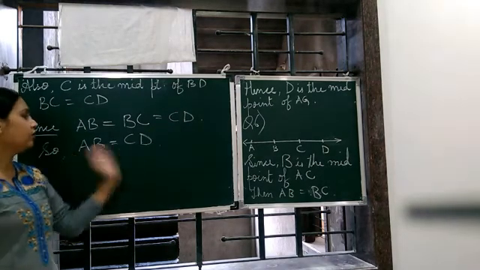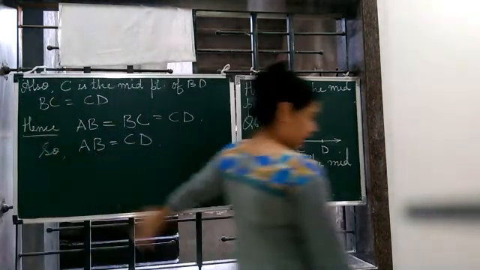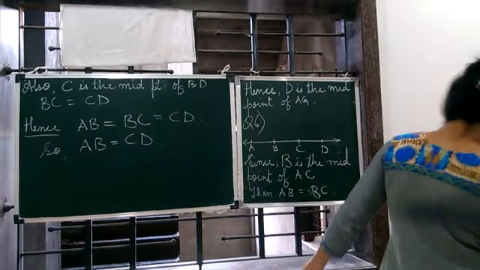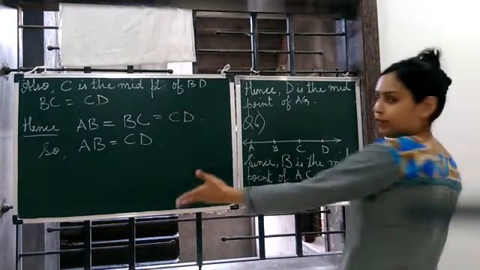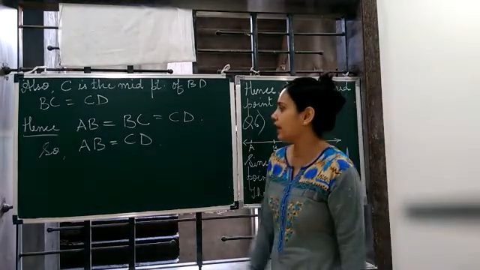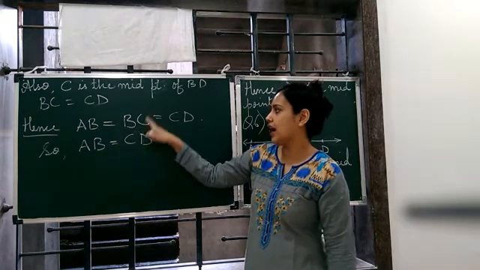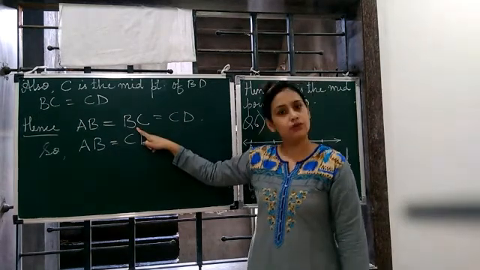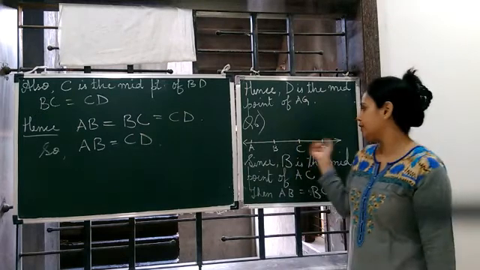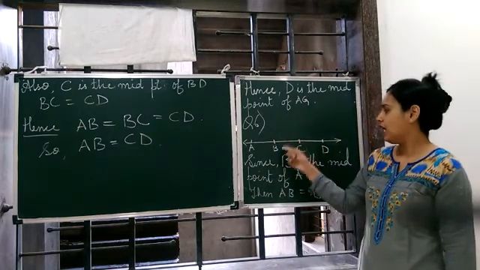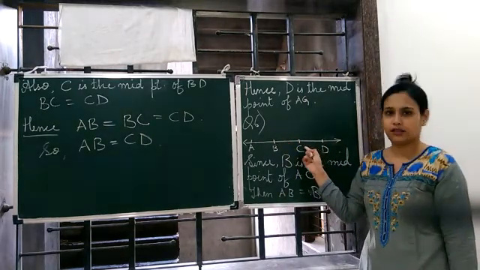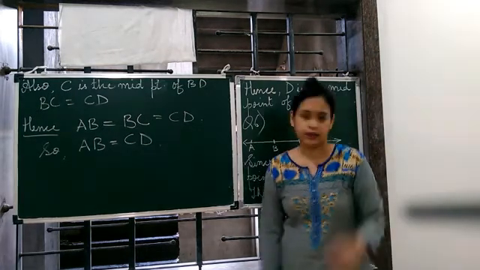Got it? So this is what we had to verify, that whether AB is equal to CD. So yes, AB is equal to CD. Why? Because AB is equal to BC and CD is also equal to BC because they all have midpoints. Yes, AC's midpoint is B and BD's midpoint is C. So that's why AB is equal to CD.